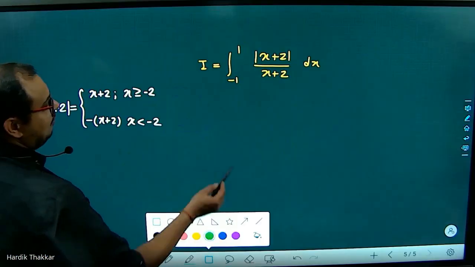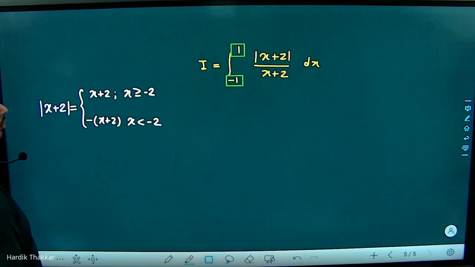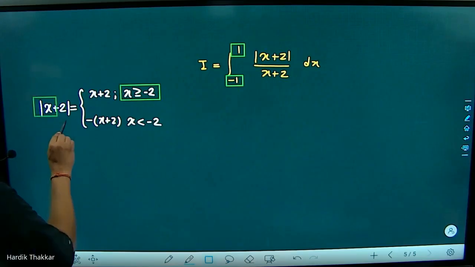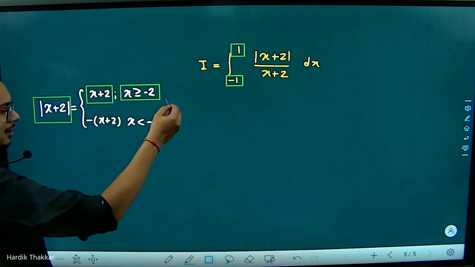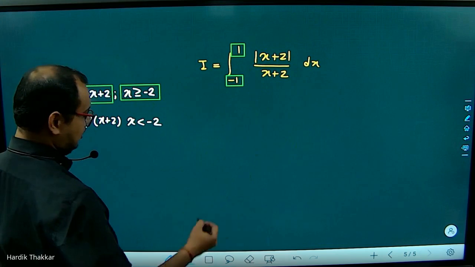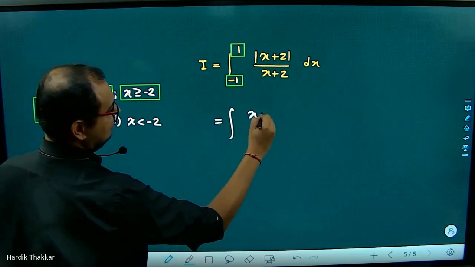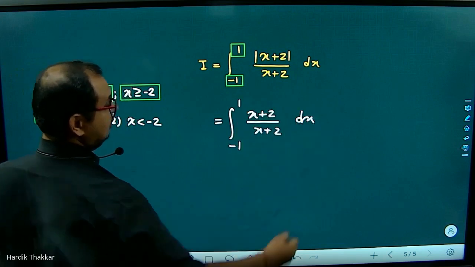Here the limits are from minus 1 to plus 1, correct? Yes, sir. So both the values are greater than minus 2, correct? Yes. So that's why we have taken only this upper value, because the limits fall in this category, that is greater than minus 2. That's why we had replaced the numerator with only x plus 2, only the first part. Correct? So once, can you please show it on the number line?